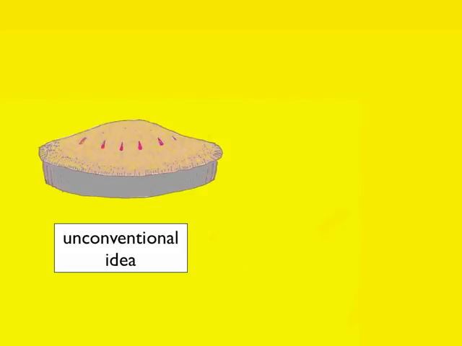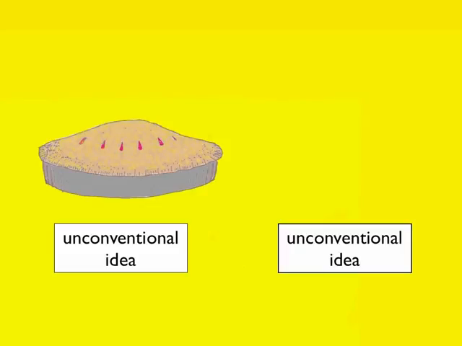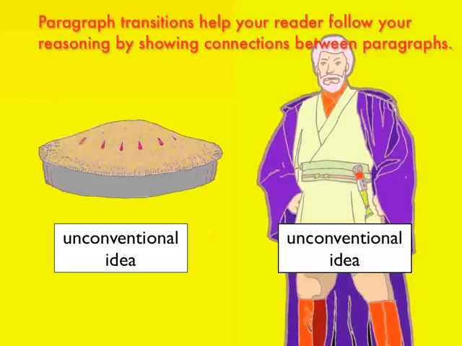The couple served not cake, but pie at their wedding. It was unconventional, but a great idea. Why not? Here's another unconventional idea. We should elect a Jedi to be president. Now it makes sense. That's what transitions are for.